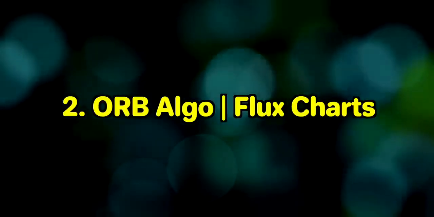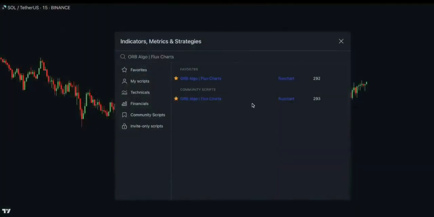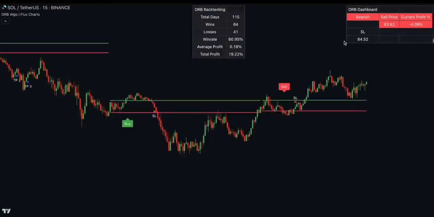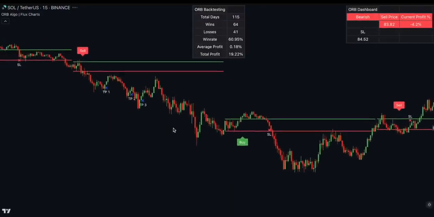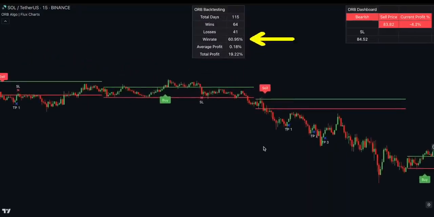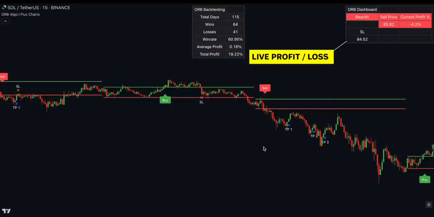The ORBI Algo, where ORBI stands for Opening Range Breakout, is an innovative indicator designed to enhance your trading strategy. This tool specializes in analyzing the market trend in the current session and provides crucial trading signals including buy-sell, take profit, and stop loss. The ORBI Algo is a fine example of how advanced algorithms can simplify complex trading strategies for real-time applications. The algorithm has a good win ratio on the Solana 15-minute price chart. The total profit generated is also shown on the backtesting panel, along with wins, losses, and total days traded.